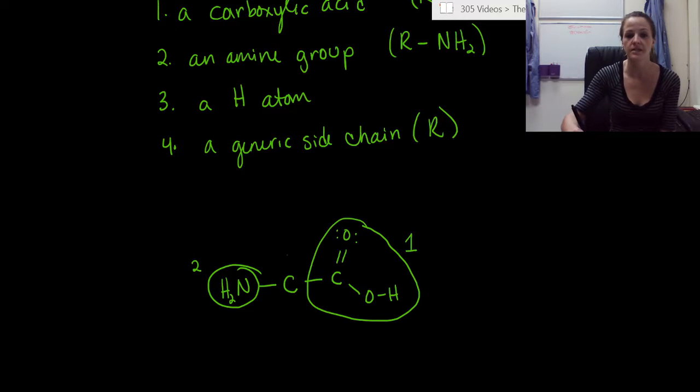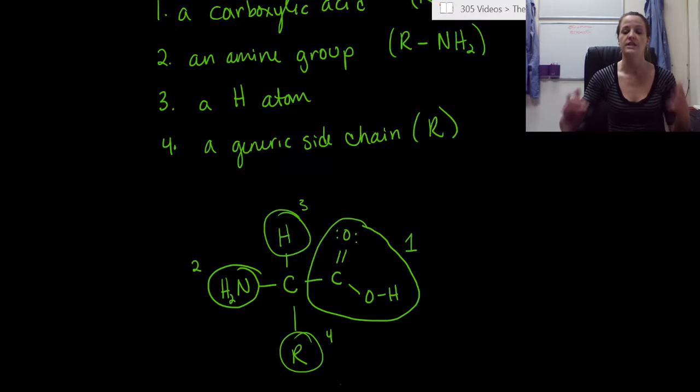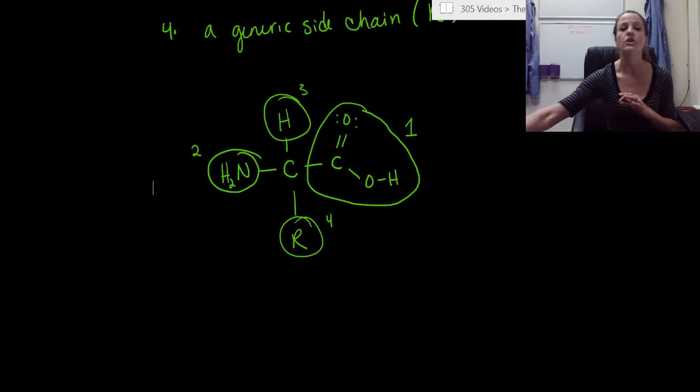It also has to be attached to a hydrogen. So the carbon's right there, there's your hydrogen, that's group 3. And then the last thing is it has to have that generic side chain. So there's your R, that's group 4. What we've drawn out here is a very generic, classic example of an amino acid. You must know what this looks like. You must know the generic structure, you need to know the definition of an amino acid, and you need to be able to draw that out right there, okay?